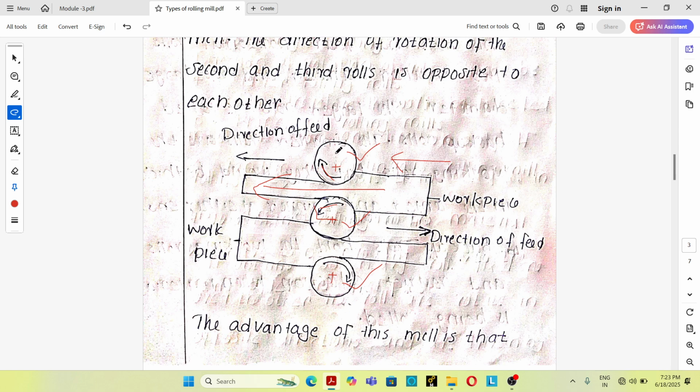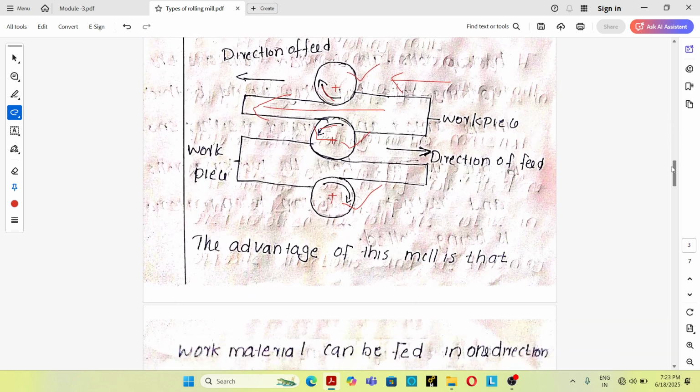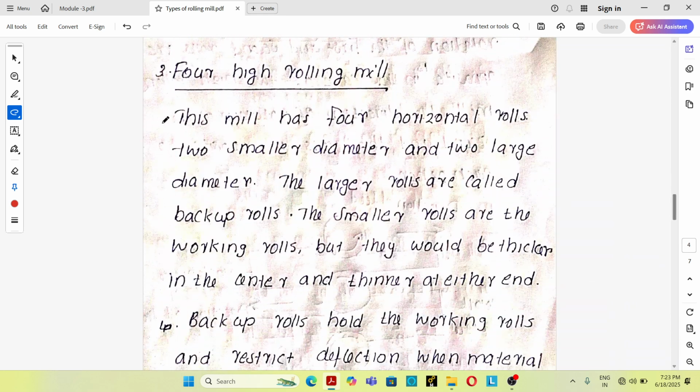So a 3 high rolling mill consists of 3 rollers fixed one above each other. First and second will be rotating in opposite directions. Second and third will be rotating in opposite directions. So 3 high rolling mills are commonly used if one more pass is required to reduce the thickness of the workpiece. Third one is the 4 high rolling mill.